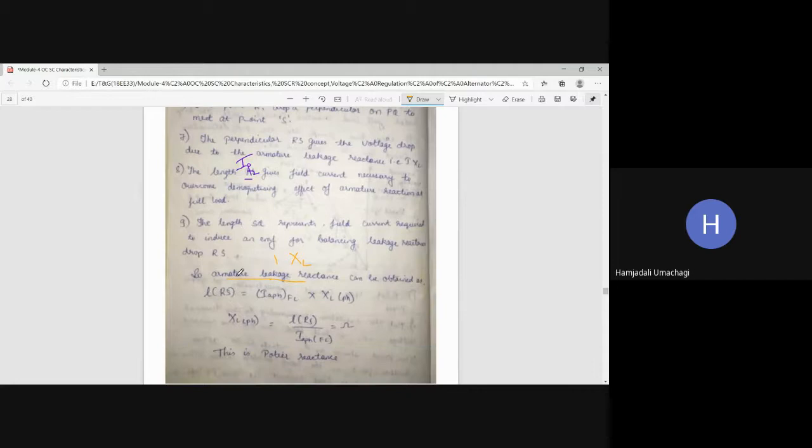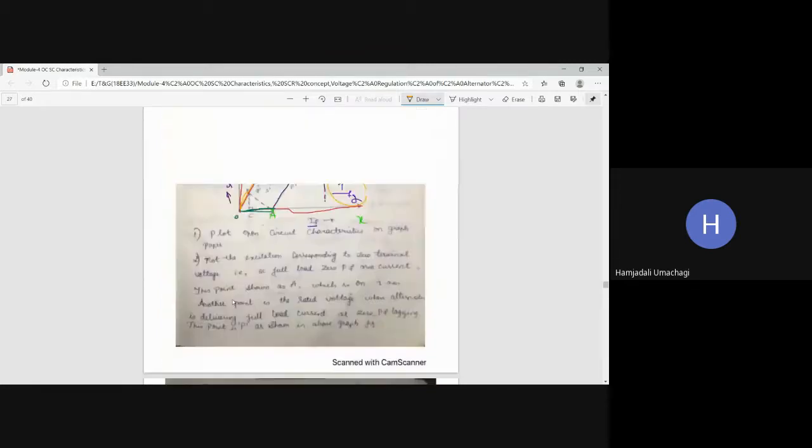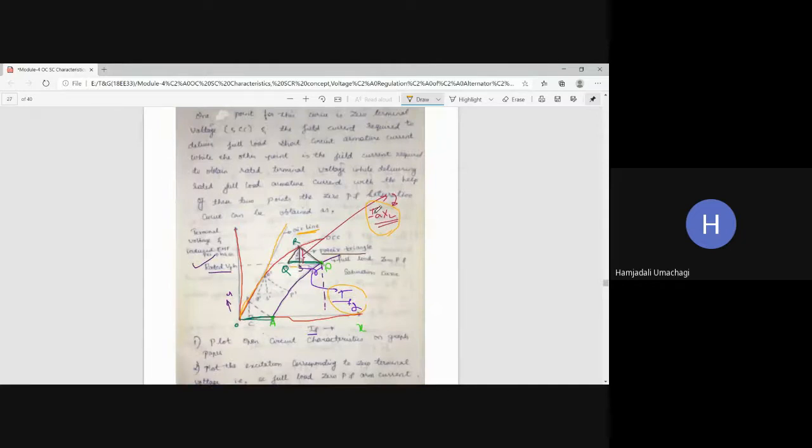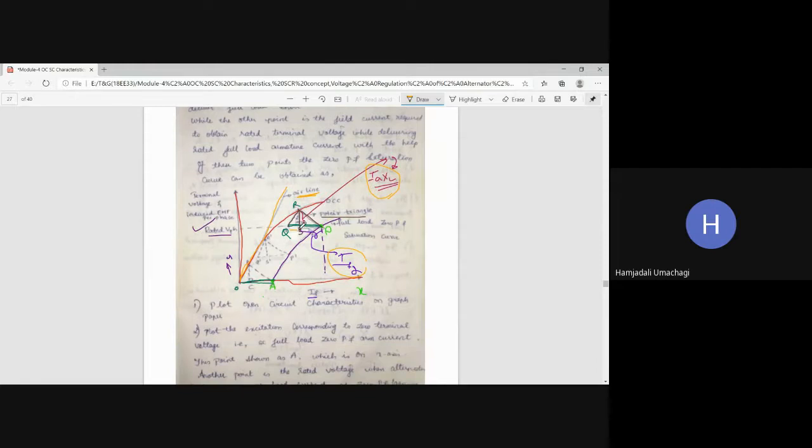Now, armature leakage reactance XL. The value of IA into XL can be obtained as follows. IA is the per phase full load current, and XL is the leakage reactance. So IA into XL is nothing but the length of RS. Usually in theory we say that the length of RS is IA into XL, but while solving the problem, along with the length of RS we should also take the 1 centimeter information of the y-axis.